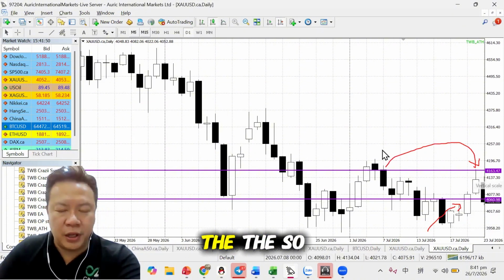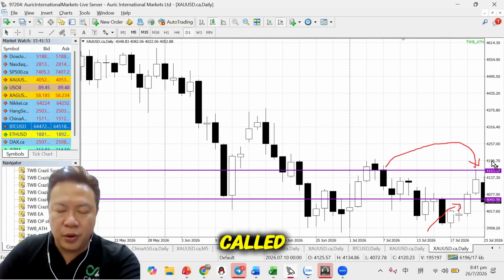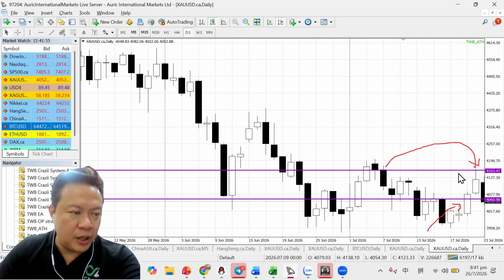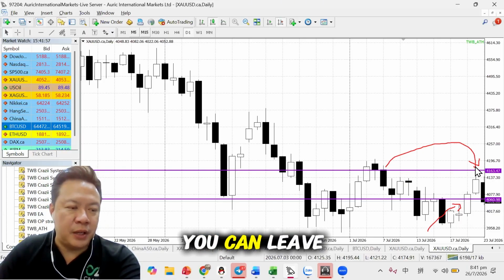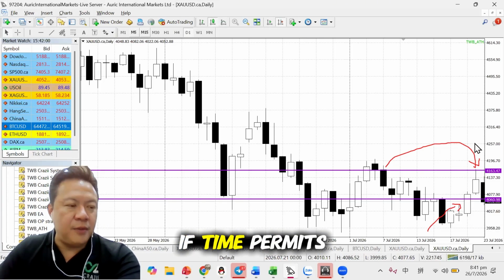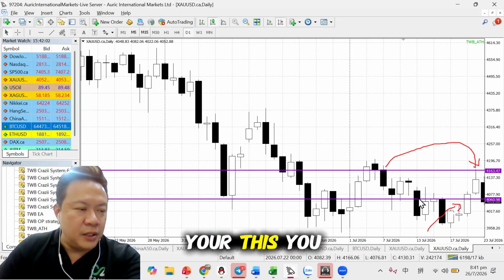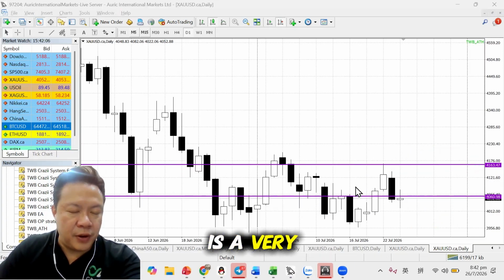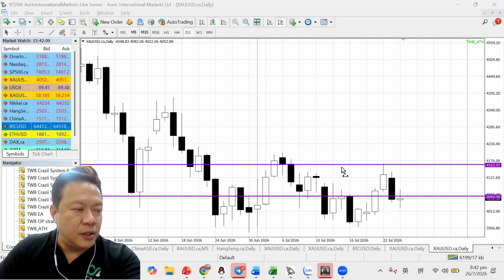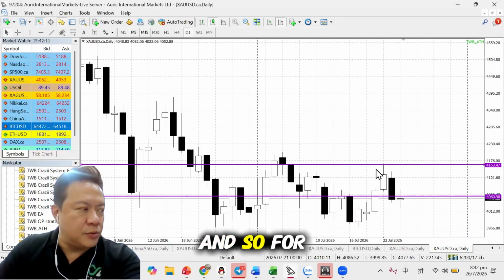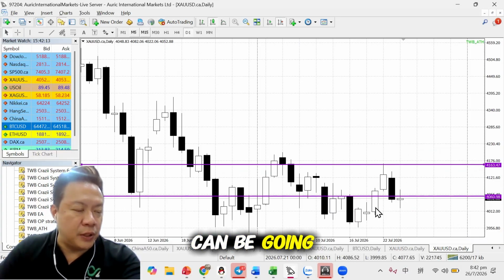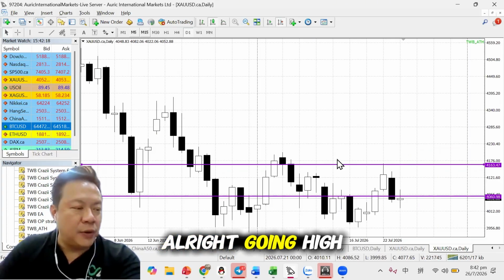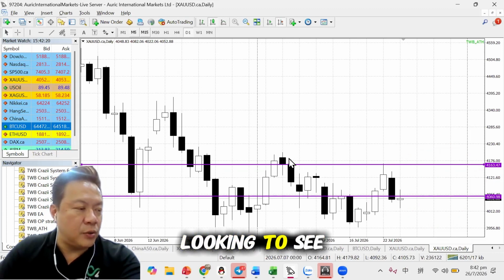When you draw the so-called technical line on KCB, you can leave it there alone. And of course, if time permits, you can check on it more. So now what we can see is that there is a very clear target downwards. And so for gold, if it goes down, it can be going down as low as 4010. Going high, I will be looking to see 4186.